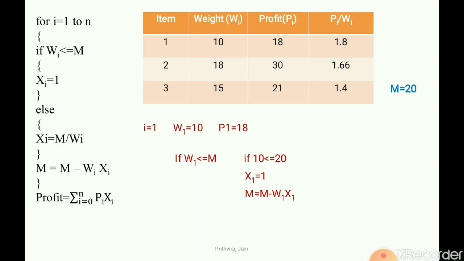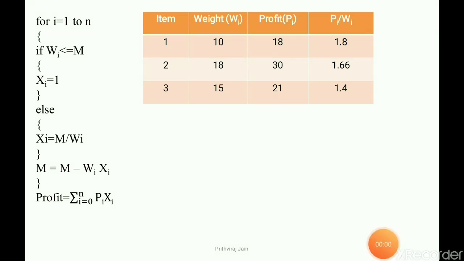m is equal to m minus W1 x1, as it is given in the code segment as m is equal to m minus Wi xi, and here in this case we are calculating for the first item, so it should be m minus W1 x1. Substitute the values, 20 minus 10 into 1, and m is equal to 10. So the capacity of the knapsack is reduced to 10.